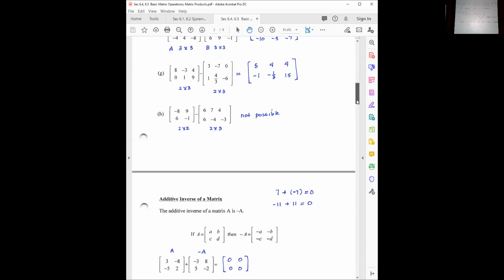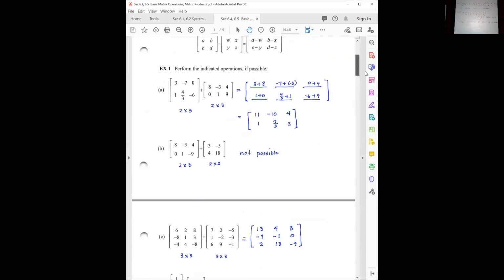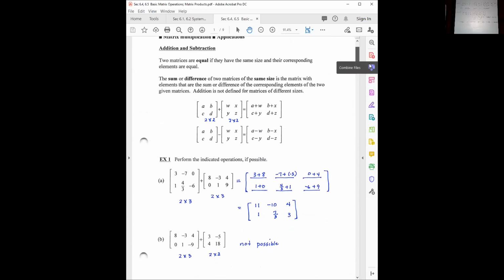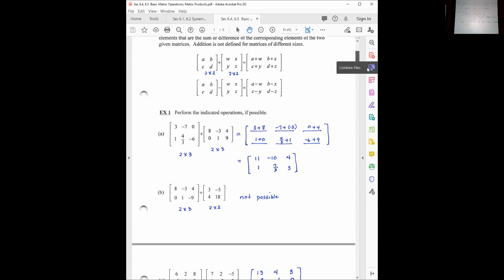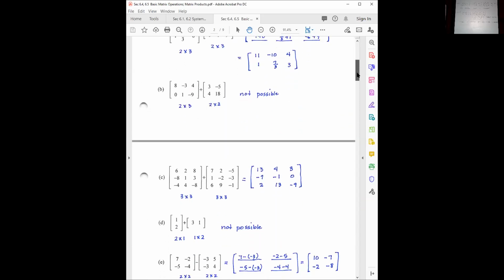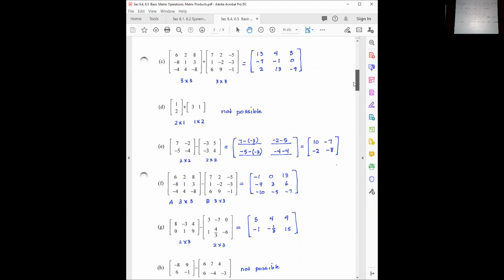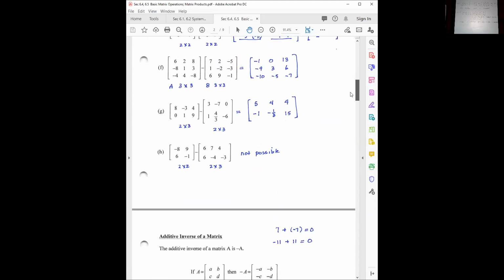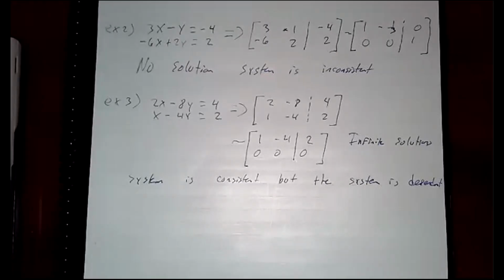Honestly, do you have any questions about adding matrices? Is that self-explanatory or no? Is that weird? Okay, I'm assuming that it's not too bad. So that's addition and subtraction. Okay.